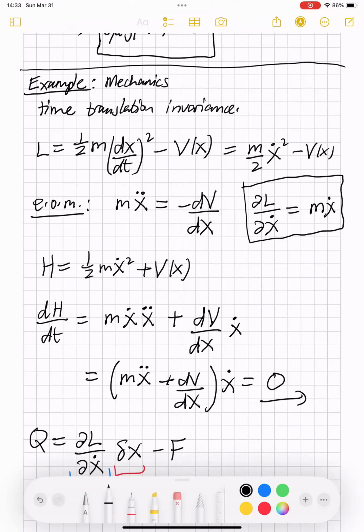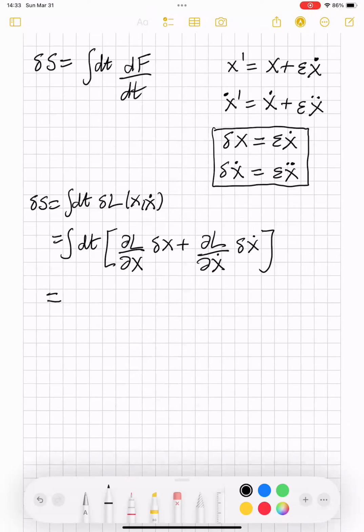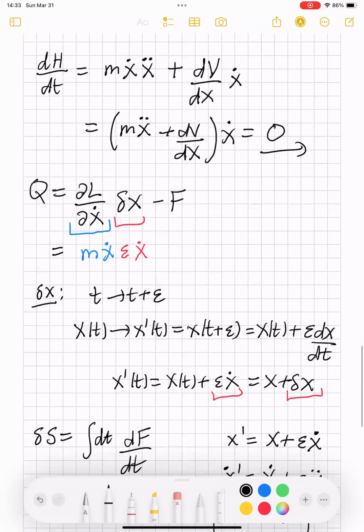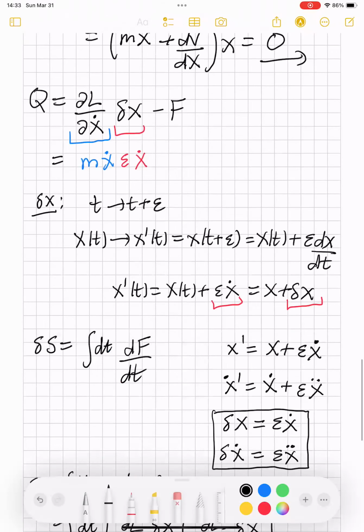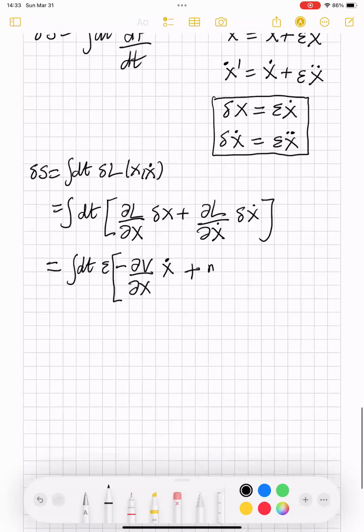So if we calculate dL/dx, this will be an integral dt, we'll have minus dV/dx, and then delta x is just epsilon. So let me pull the epsilon up front. That's going to multiply everything. x dot, plus, and then dL/dx dot, this we already calculated, is just m x dot. So we'll have m x dot, and then we need to multiply by delta x dot. Now delta x dot is an epsilon, I pulled it out, times x double dot. Okay, so there we go, x double dot.